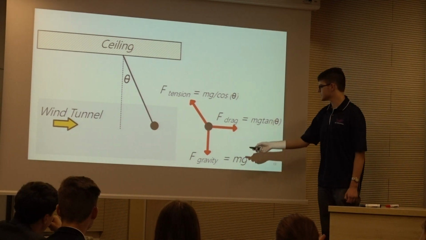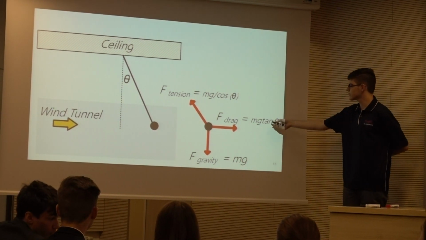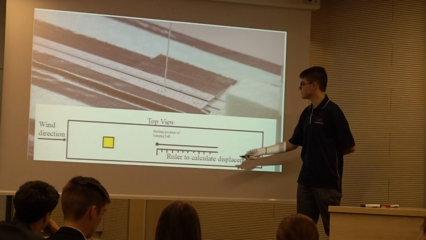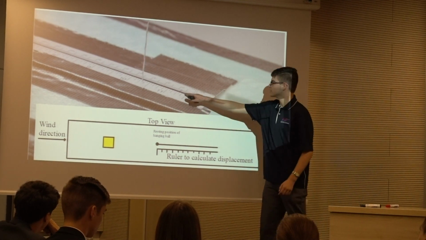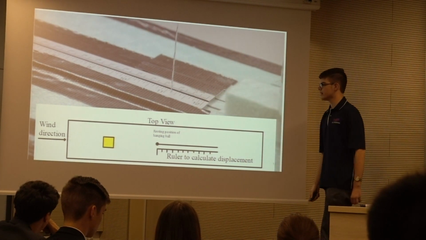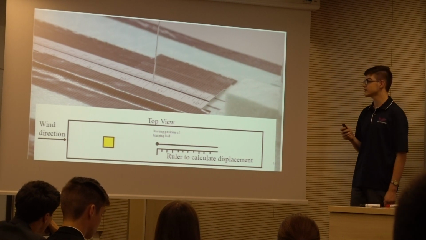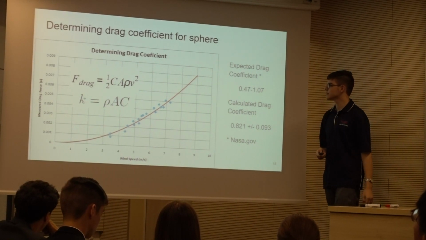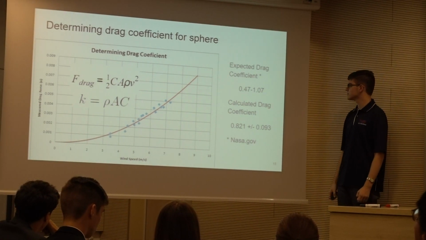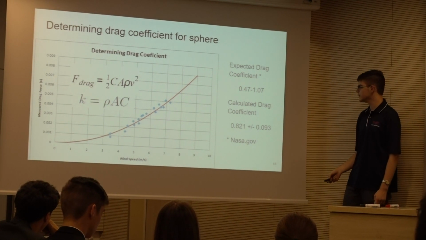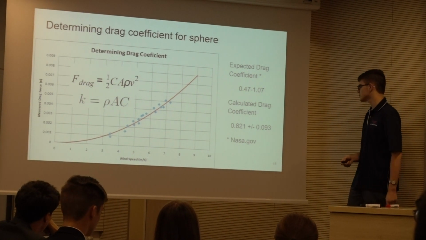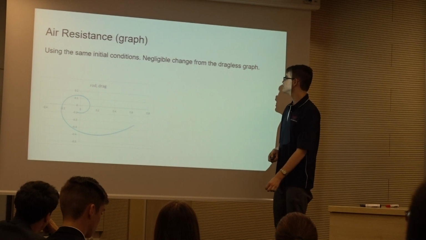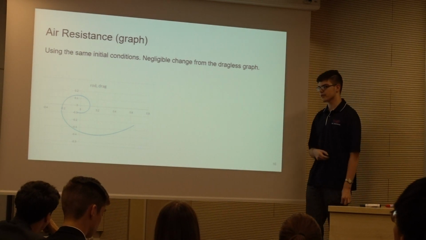To solve for the constant K, we have a force diagram here with the drag force like such. We can measure the angle that the string makes with the ceiling using this slit here and a ruler. We measure the change in the position of the string and use trigonometry to determine the angle it makes with the ceiling. Here we plot using a number of wind velocities to determine the constant K. We expect a constant between 0.47 and 1.07 according to NASA, and our calculated coefficient for drag is 0.821. We graph air resistance, and we notice negligible change from the graph without air resistance.